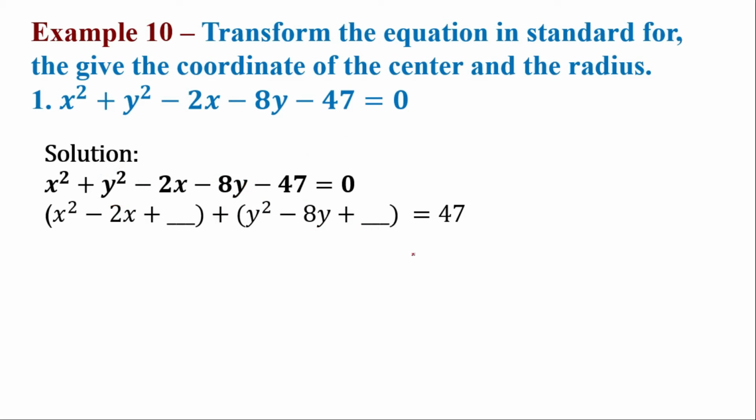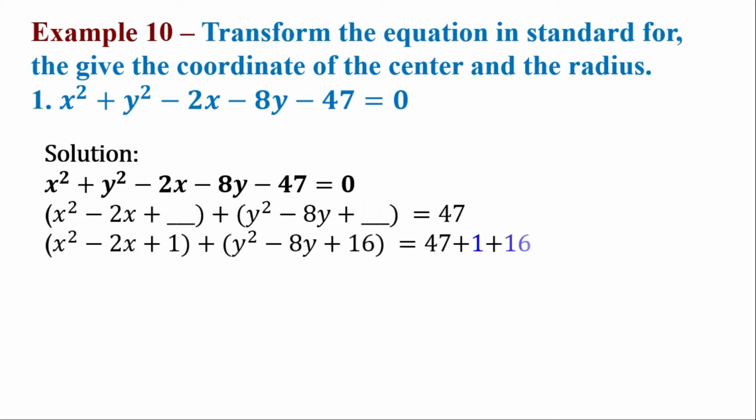Now the thing that I need to do is to find the number to add here to make it a perfect square. We can do that by dividing it by 2 and squaring the answer. 2 divided by 2 is 1, 1 squared is 1. 8 divided by 2 is 4, 4 squared is 16. So if I add 1 here, I should also add 1 on the other side of the equation. And if I add 16 here, I should add 16 as well.